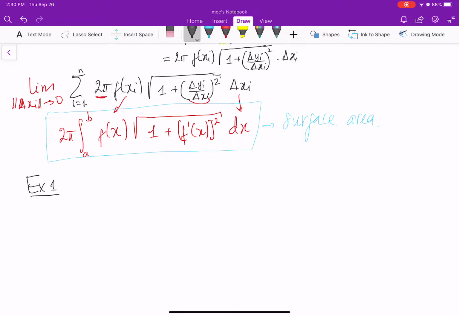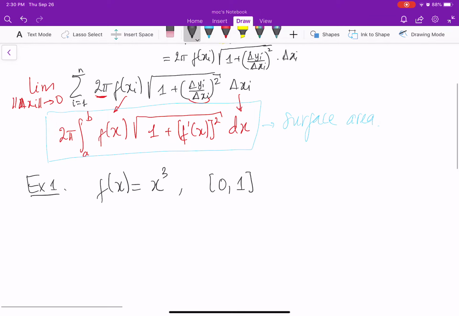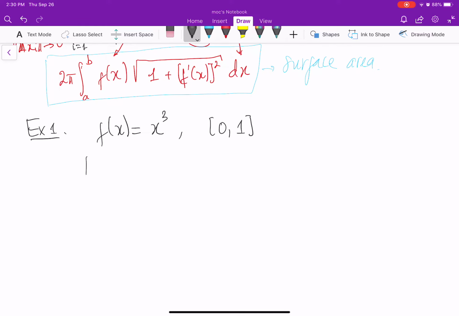Example 1. Let's consider the function f of x equal to x cubed, on the interval 0 to 1, okay? And we rotate our region about the x-axis. So let's graph the function first. Here's x, here's y, here's 0. x equal to 1, y equal to 1 in here. So here's (1, 1), and then the function should look like this. Yeah, that is our curve.